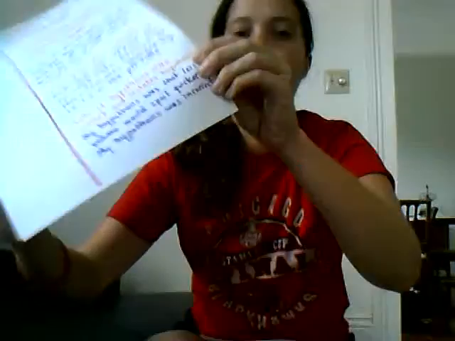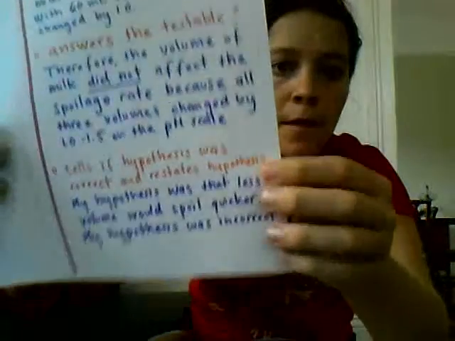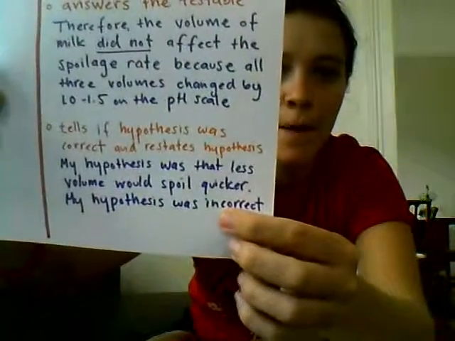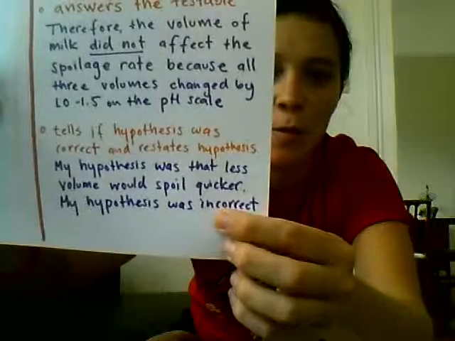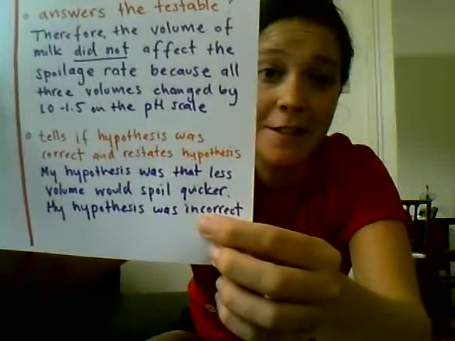So I'm going to write that right here. My hypothesis was that less volume would spoil quicker. My hypothesis was incorrect. And in science, it's okay to be wrong. In fact, most scientific discoveries happen because someone had a wrong idea about something, but it actually led them to find something new. So it's okay to take chances, to take risks, and oftentimes we'll end up with a new question. Which leads us to the fourth part of our conclusion.